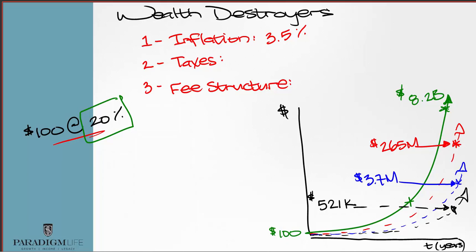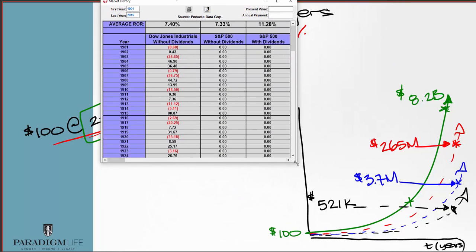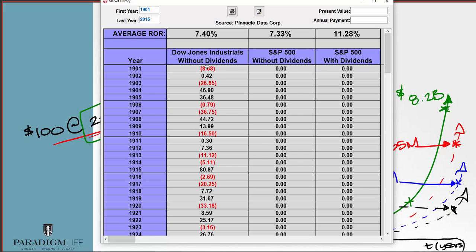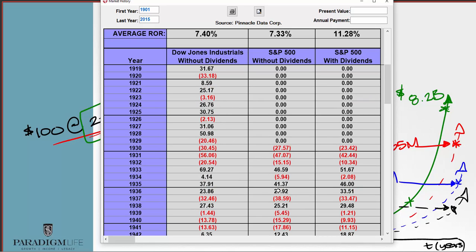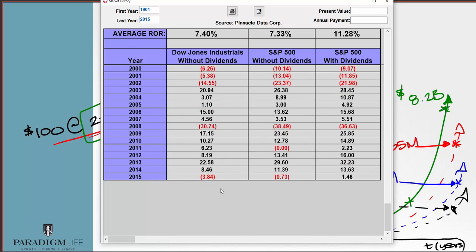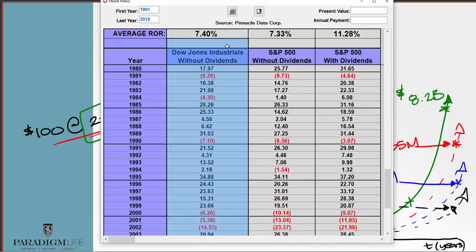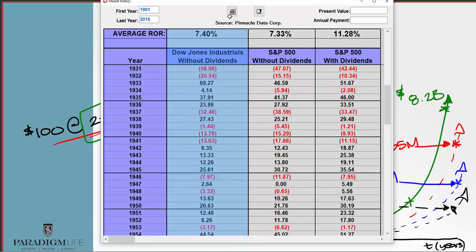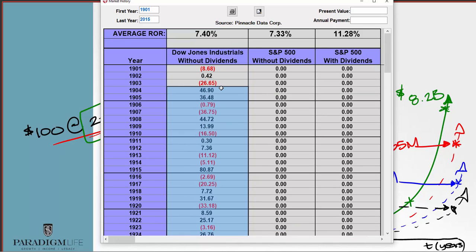But what if we took this same information now and said, well, let's take a look at the last 100 years and plug that number in there. Okay, so if we just pulled up the market history, let's take a look. The S&P 500 hasn't been around for 100 years, but the Dow Jones has. So what if we took the Dow Jones over the last 100 years and plugged that number in? We know that it's been an average of 7.4%, but what does that mean over time?